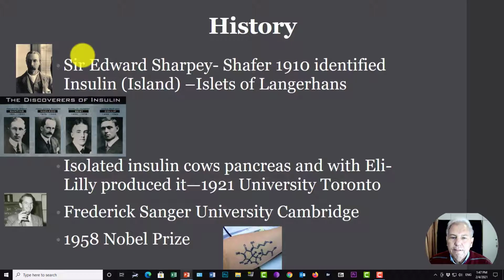So Edward Sharpey-Schafer in 1910 identified that insulin came from the islets of Langerhans in the pancreas, and he coined the word insulin, which means from an island. It then took Banting et al. from the University of Toronto in 1921 to actually isolate insulin from the cow's pancreas, and together with Eli Lilly they produced it, and it was a miracle drug and saved many thousands of type 1 diabetes lives. Frederick Sanger from the University of Cambridge finally in 1958 nailed down the formula and enabled people to biosynthesize it. And it became so famous, people even wore tattoos with the formula on it.